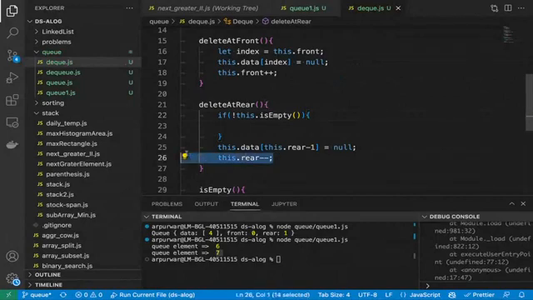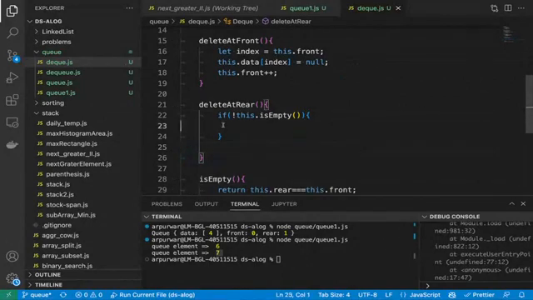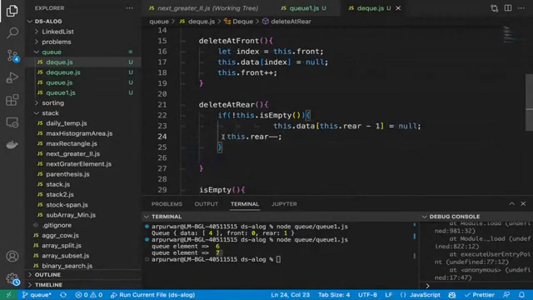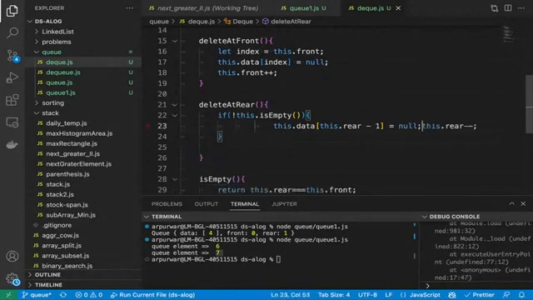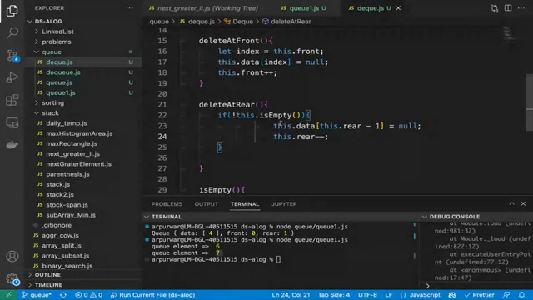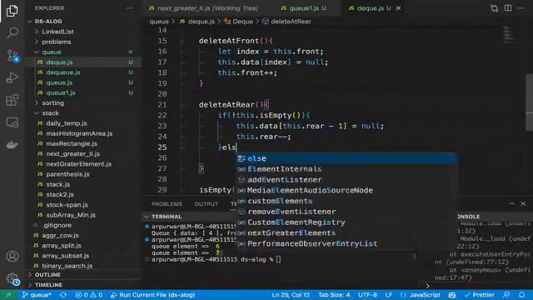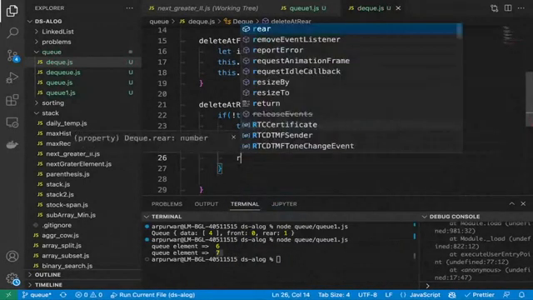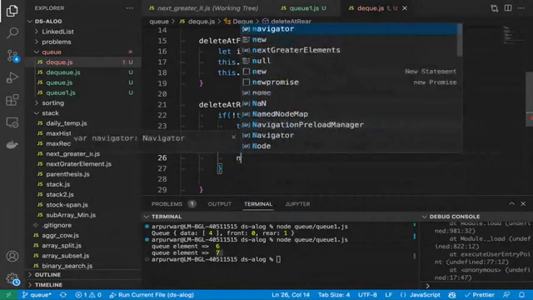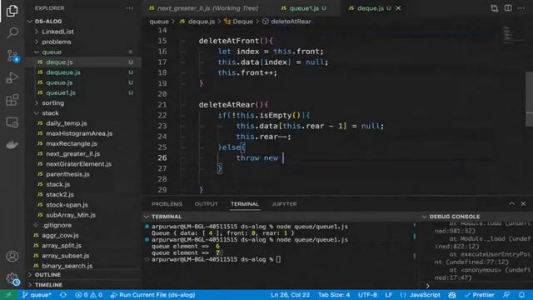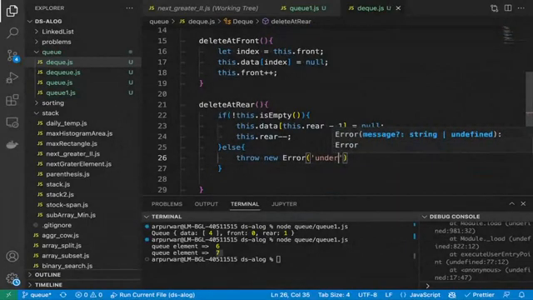Yeah, then do all these things. Otherwise, it's an underflow condition, because our queue is already empty. Why would you want to empty it again? So in the else, we can simply return or throw a new error: underflow condition. Underflow scenario. Okay.